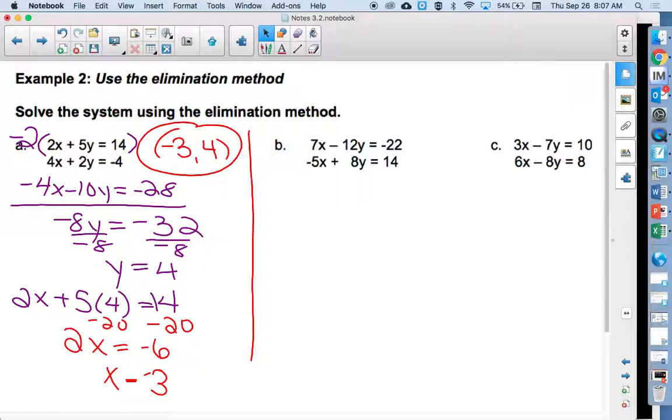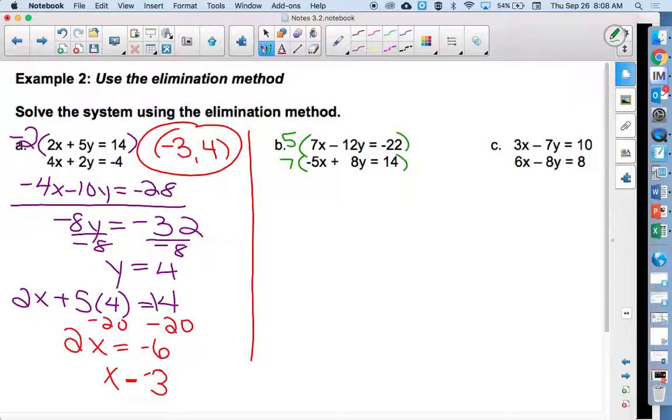We're going to jump a couple of problems then and go to the back page. How many of you multiplied to get rid of the x's? So about half, and the other half of you multiplied to get rid of the y's. So if we get rid of the x's, what would we multiply the top equation by, Alyssa? What would you multiply the top equation by? 5, and the bottom equation by? 7.